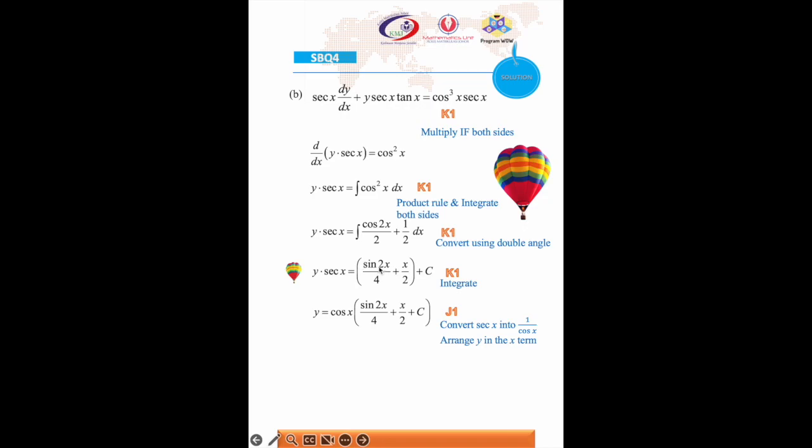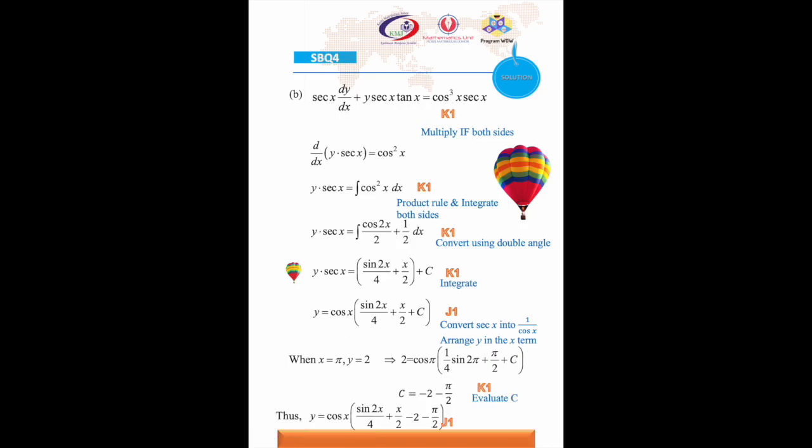And then you can integrate. Once you integrate, don't forget the plus c, you're going to get 1 mark. You're going to get 1 mark for changing this to double angle, and then you're going to move the secant to the right hand side. Okay, and then you're going to get 1 mark. Don't forget to add brackets because you are moving this one to the right hand side, so everything right here needs to be multiplied with the cos x. That's going to give you 1 mark.